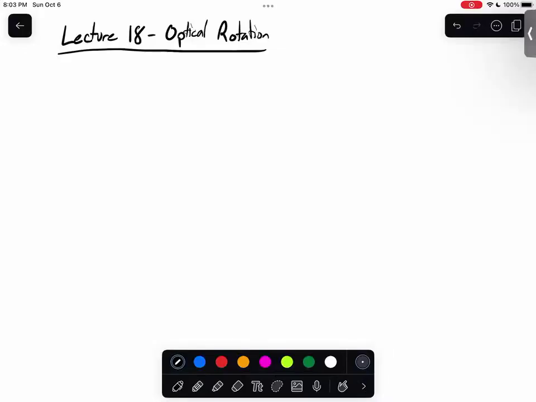Hello, everyone. Welcome back. Today, we're going to be talking about optical rotation. So, essentially, as we go along through the stereochemistry piece, we've already learned most of the important stuff about stereochemistry. But there are a couple things left to talk about, and one of them is this idea of optical rotation.